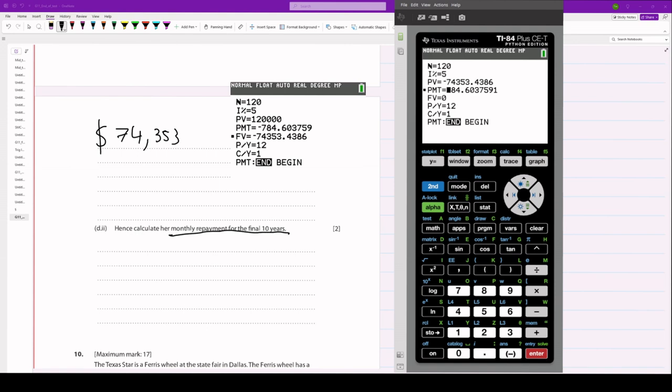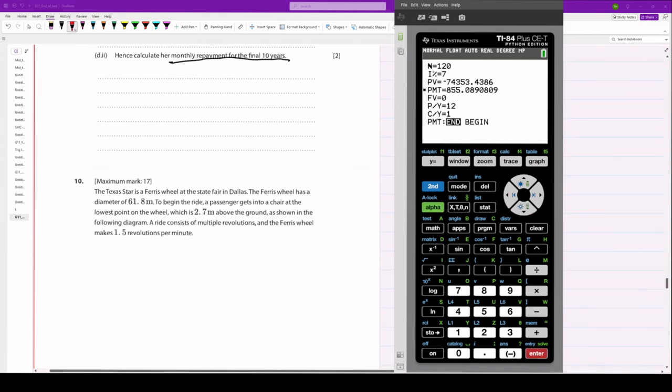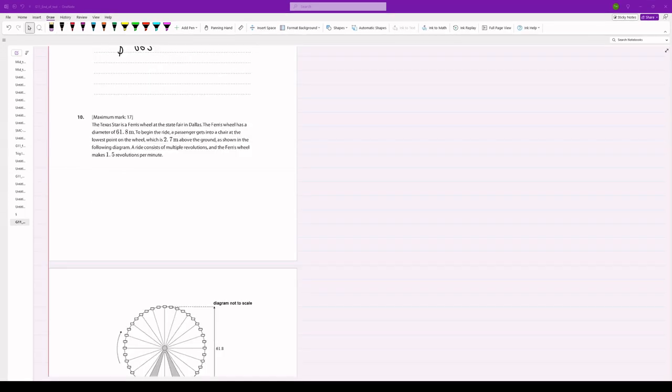I didn't change the percentage. RTFQ, read the full question. This is now 7%. So let's make that 7. And let's change that to, that's as it was. Good. Payment I would like to work out. Solve $855. Do I need to round that? No. Job done. Right, question 16.